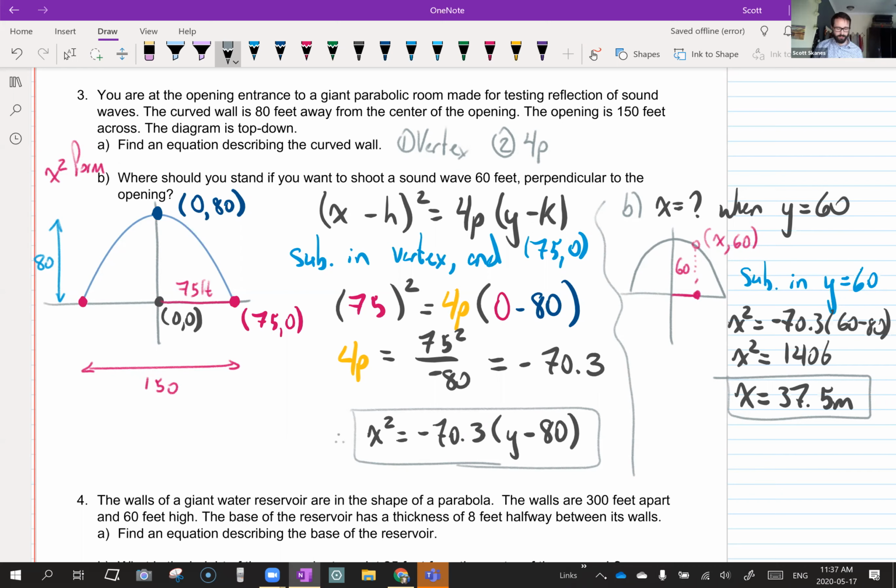So you'll see a pattern here. Normally, first step would be find the equation. Second step is use the equation to give you some useful information. Anything I can review on that? You should recognize this as basically the same as the questions we've been doing.